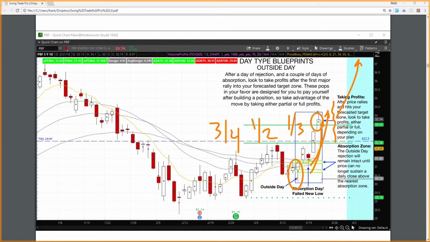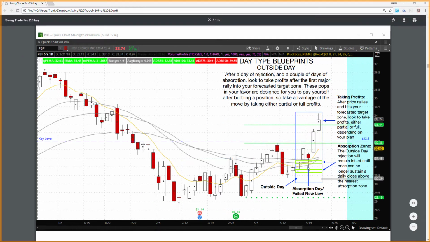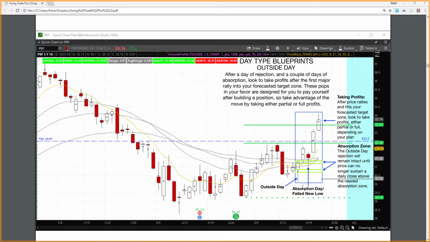This one was a great pop off this move. 1, 2, 3, 4, 5 days, it was way higher. But if you wait another 2 weeks, 3 weeks, 4 weeks, this one was way off to the races for the next 2 or 3 months. So this was the beginning of a multiple month rally that occurred. And again, we caught it right at the beginning. A great, great move based off of that outside day rejection day.